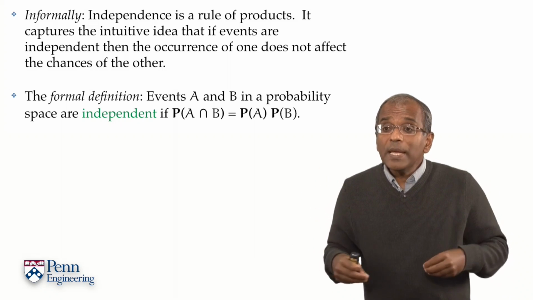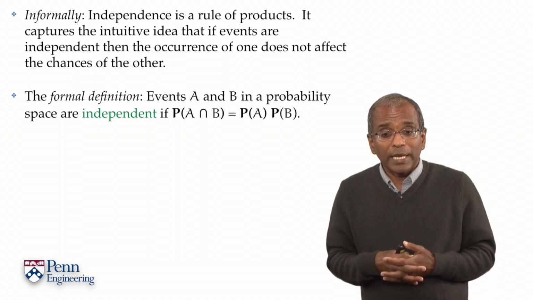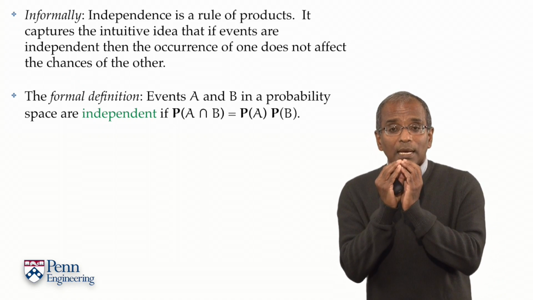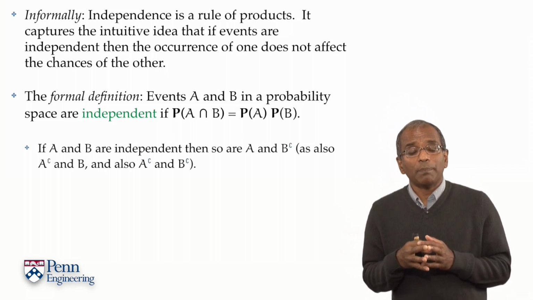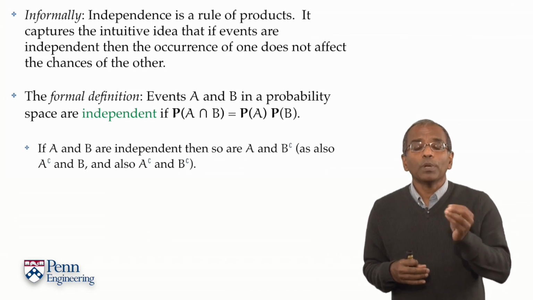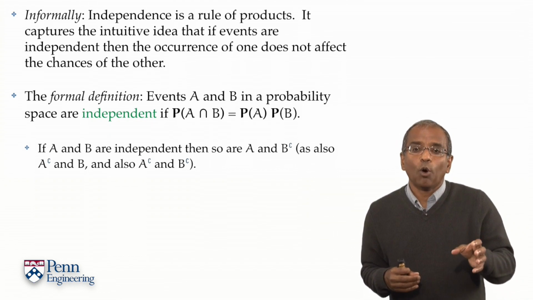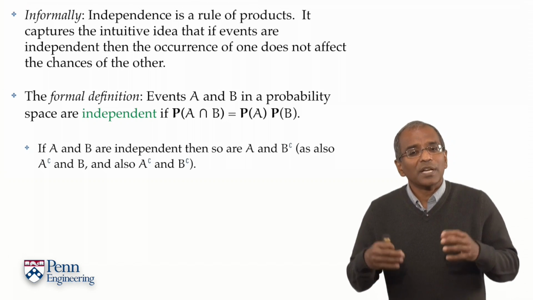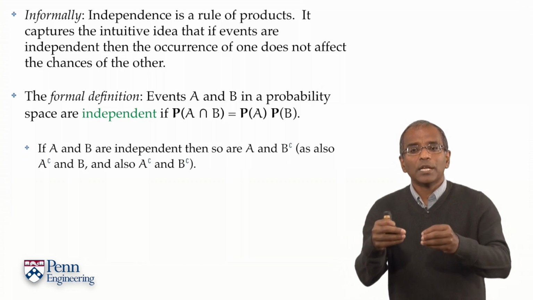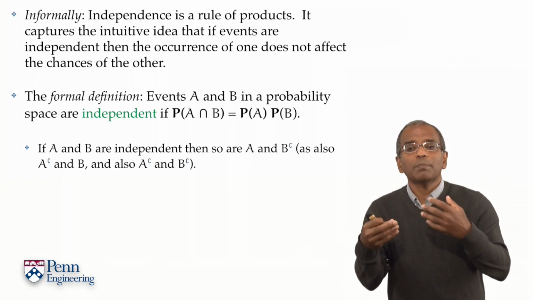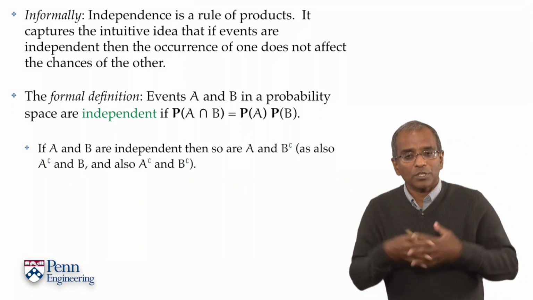We saw that an immediate consequence of this definition is that if events A and B are independent, then so are A complement and B, and so are A and B complement, and so are A complement and B complement. It's very natural, very intuitive. The independence of any pair will imply independence for any combination of complements.